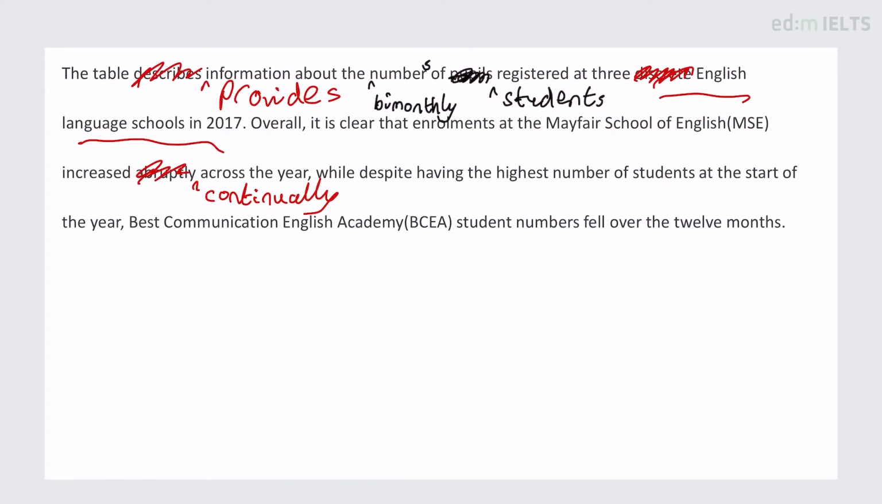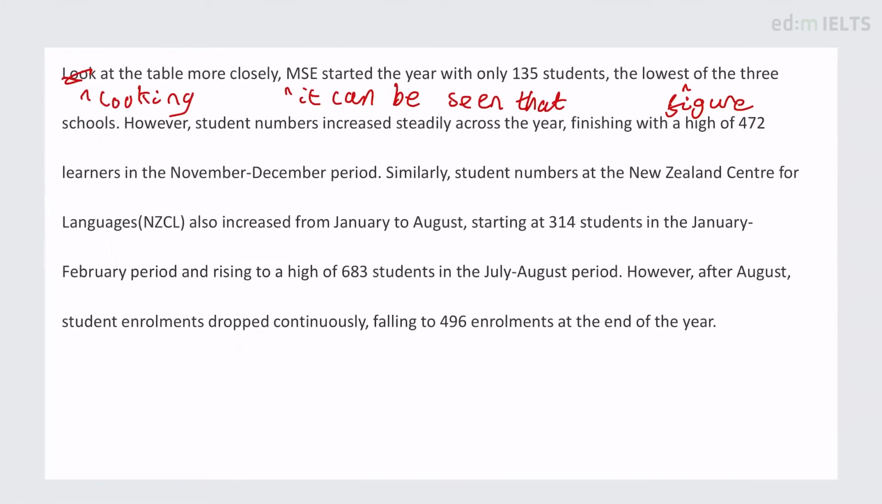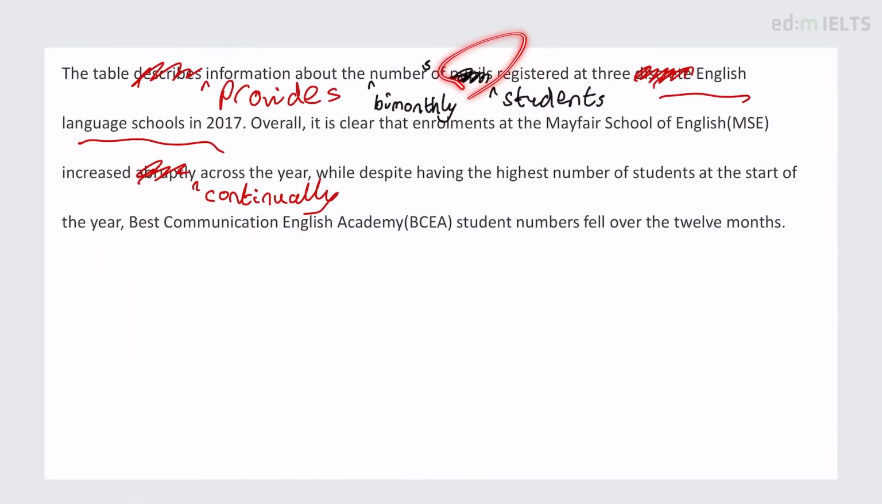Good language. I could argue that we shouldn't repeat the same language across the year, finishing with a high of 742 learners in the November to December period. Language learners being a better word, I feel, than pupils here.